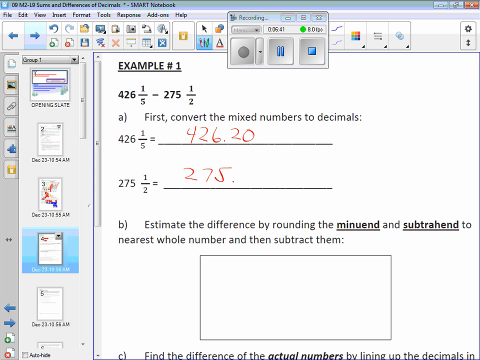And 275 and a half is what as a decimal? Antonia. 0.5 or 0.50 is fine. If you want to drop the 0 at the end, it's an insignificant 0, it's fine. Okay, before you actually do it, they want you to estimate it.